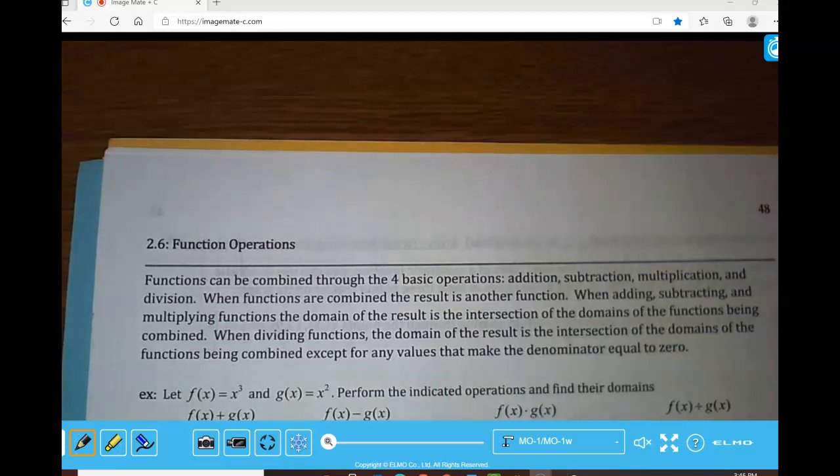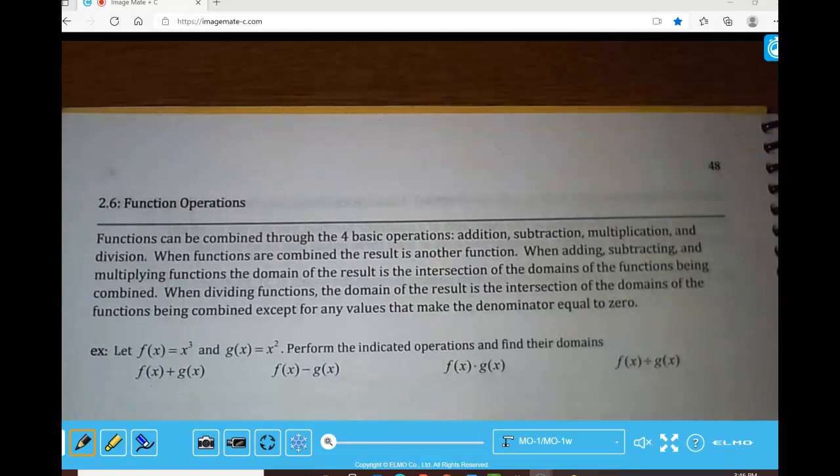So we are on page 48 in our spiral. This first video is going to be looking at section 2.6, and we're not going through this whole thing, but we're going to get the key ideas of it.